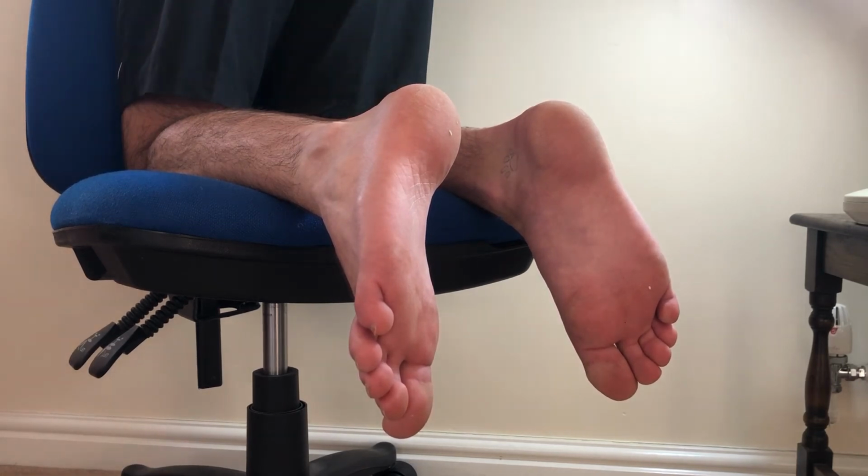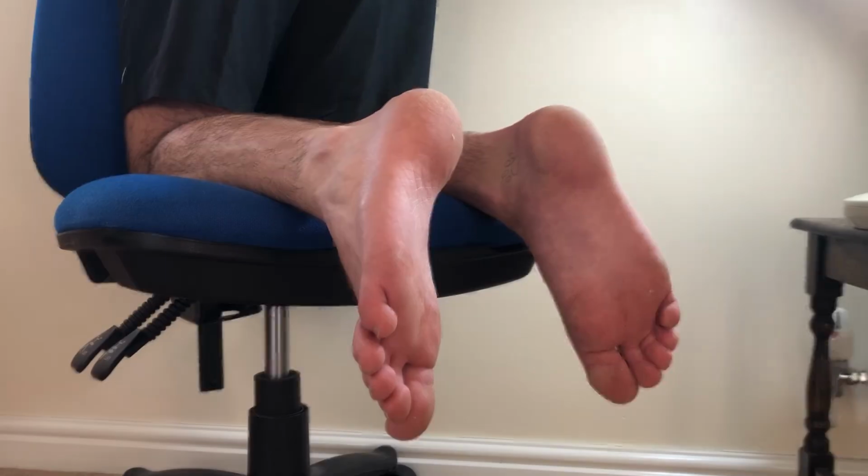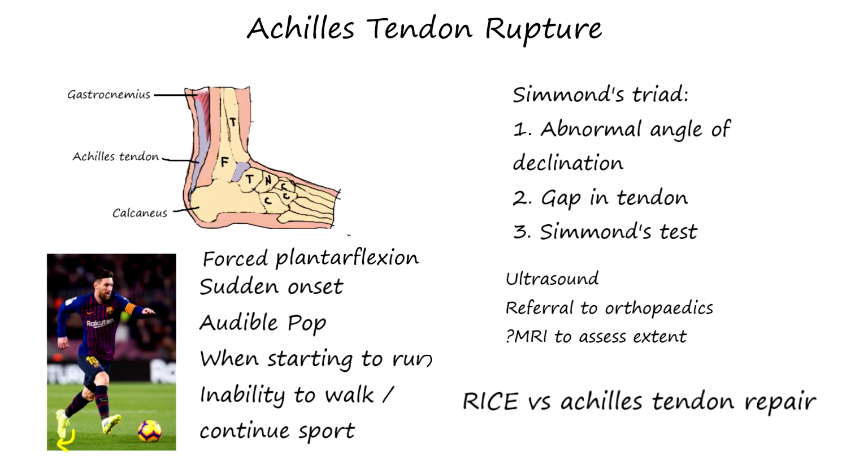First line investigation for tendon rupture is an ultrasound scan. If a rupture is seen or still suspected, then referral to orthopedics with a view to assess with either an MRI or with conservative management is the next line.